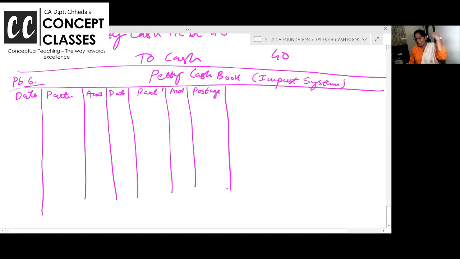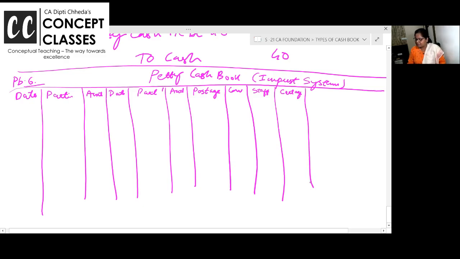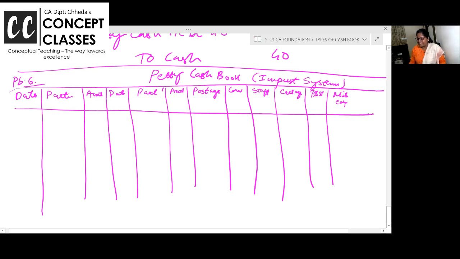Postage. I know you need a little patience. It feels like we are doing small small problems, but it is very good. Do it. Postage. Conveyance. Staff welfare. Cartage. Printing and stationery. Miscellaneous expense. I'm just leaving some gap if there is a postage, conveyance, staff related expense, cartage, printing.